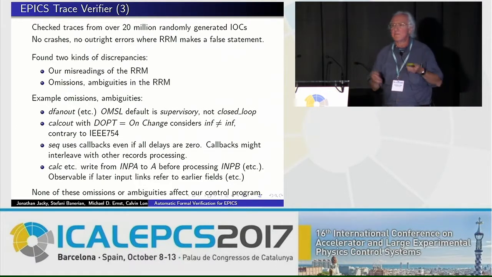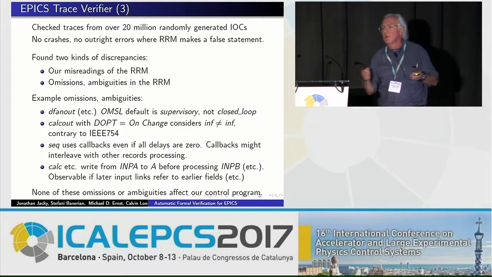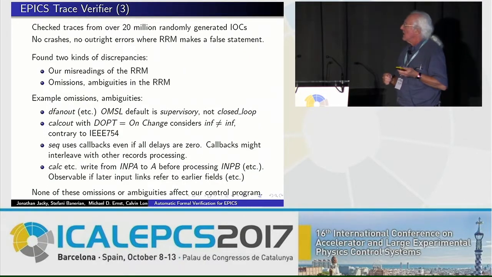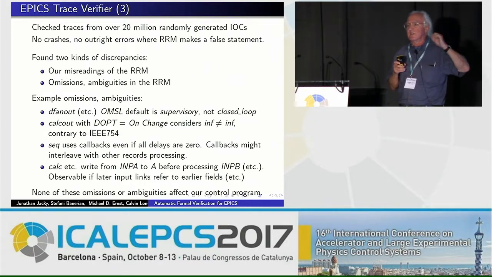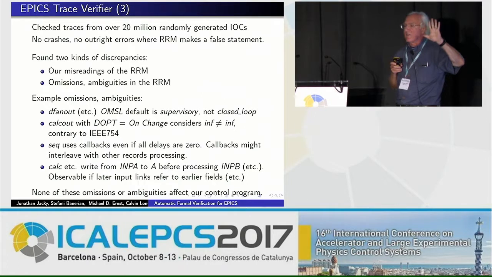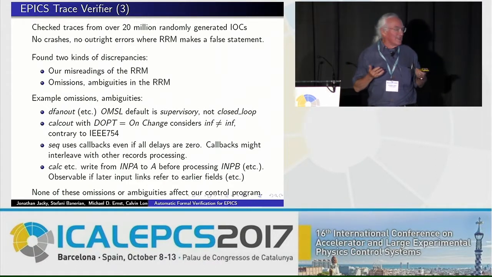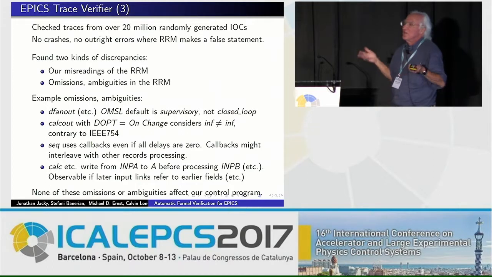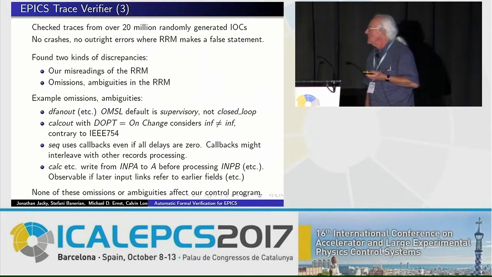There's some unobvious handling of callbacks in records that use a lot of callbacks, like seq records. There's some unobvious sequencing in the assignments from inputs to register variables in calc records. And the guys who ran the analysis say it's possible to contrive IOCs that demonstrate the effects of these ambiguities. And in fact, the random generation did generate those IOCs.